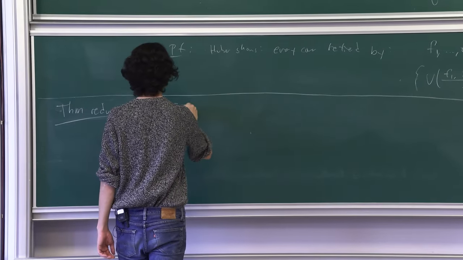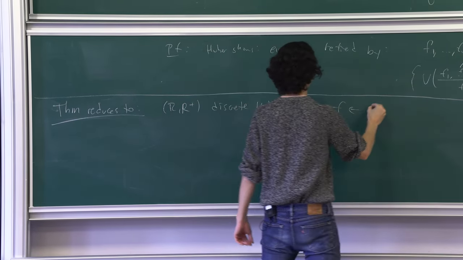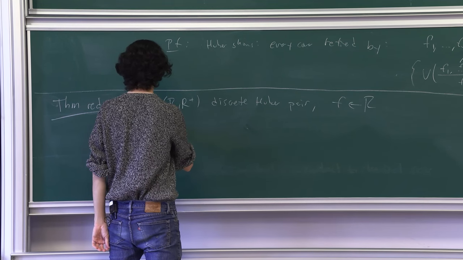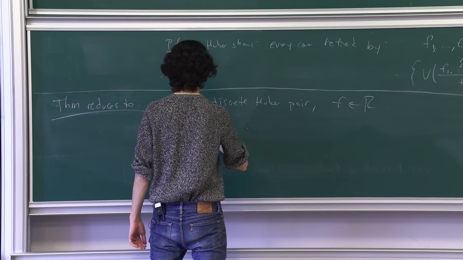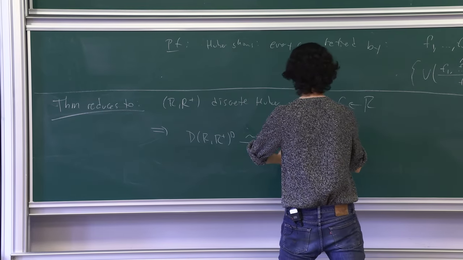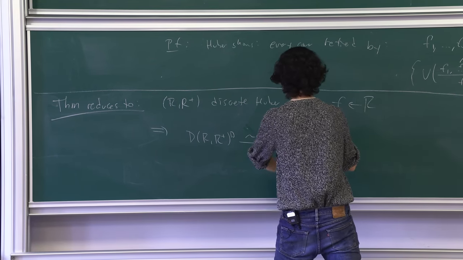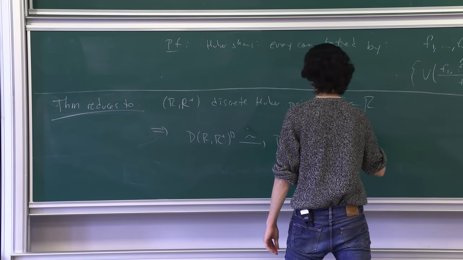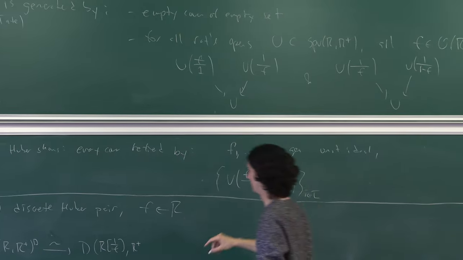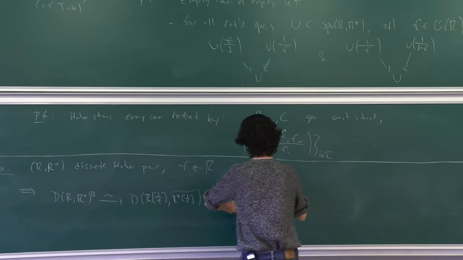So, if (R, R^+) is a discrete Huber pair, and we take f in R, then we need that. Right, so there's two different kinds of covers: there is the f over 1 and 1 over f. So I'll do that one first.